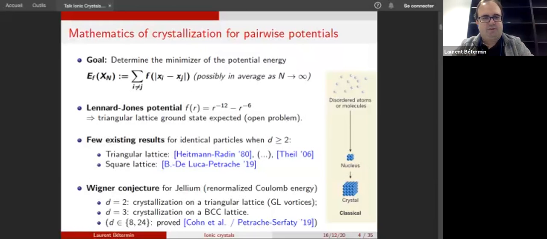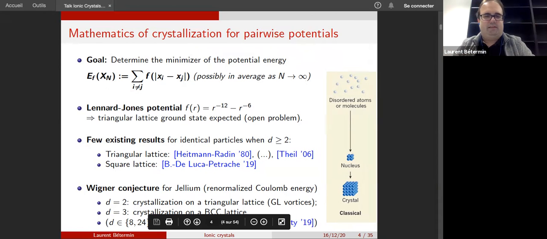And in dimensions 8 and 24, it was shown by a combination of Cohn and all his collaborators, proving the universal optimality in dimensions 8 and 24, combined with a paper by Petrache and Serfaty, that it's proven in dimensions 8 and 24.